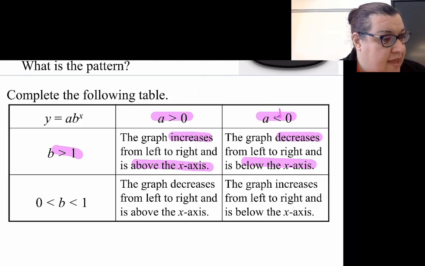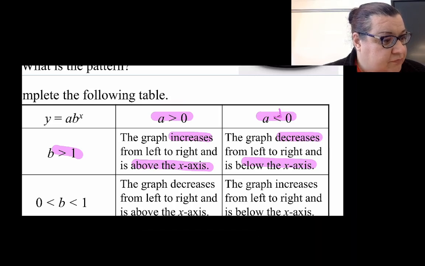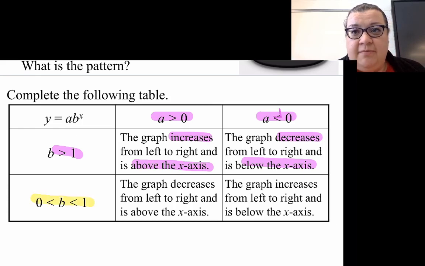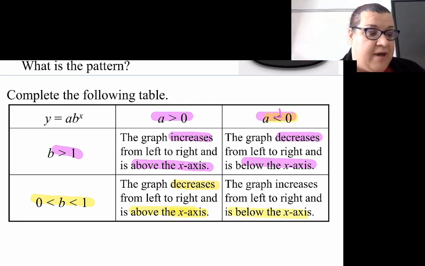Now, when b is in between 0 and 1, meaning it's a proper fraction, and a again is greater than 0, that's when we get that decreasing graph. We get that mirror image graph, right? So 2 versus a half as the base. We get a decreasing graph, but it's still above the x-axis. If we also make the a negative, that's when we're flipping down to be below the x-axis. And this time, when the base of the function is negative, that's when we're going to get an increasing function.